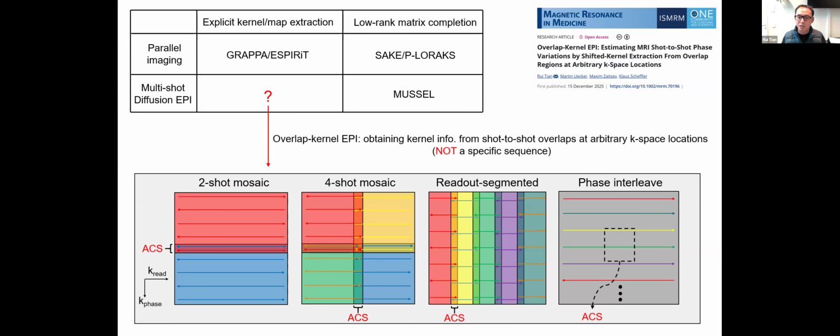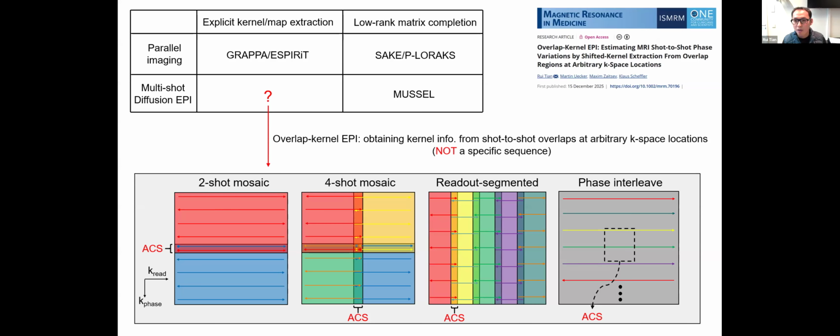So for the final reconstruction, the pipeline is not changing at all. It's just the way we get this information of the shot-to-shot phase fluctuation. The way we get this is new in this paper. Got it. Great. Okay. Thank you.